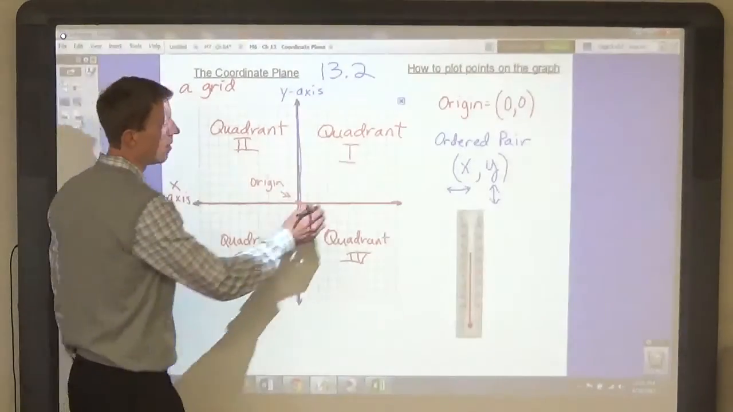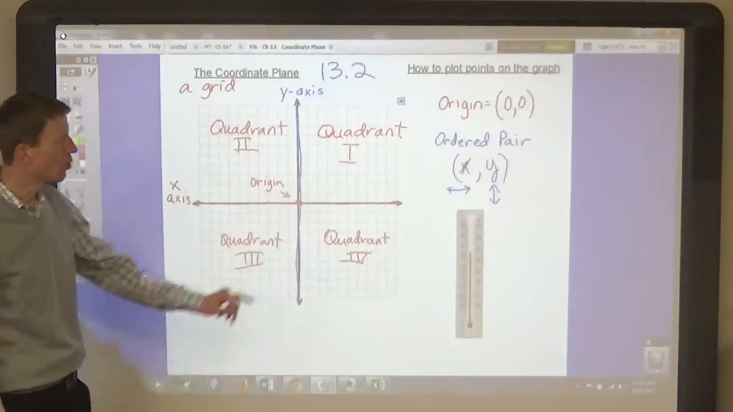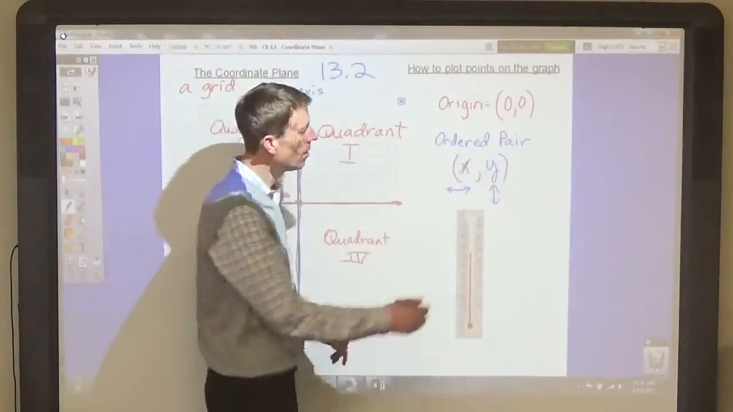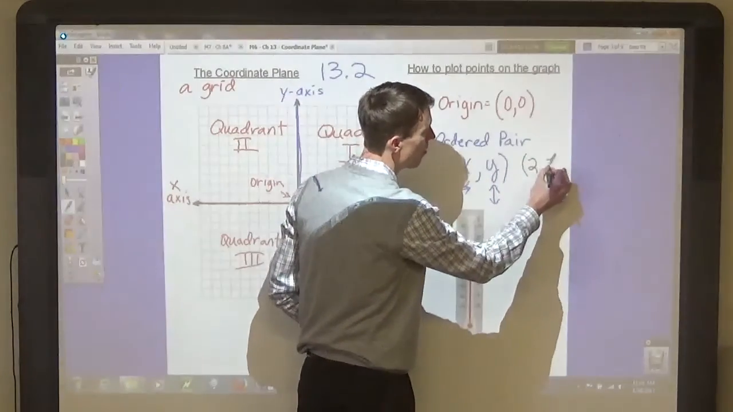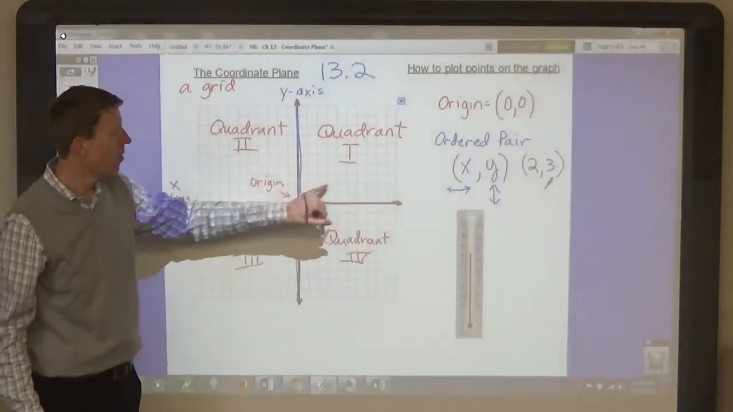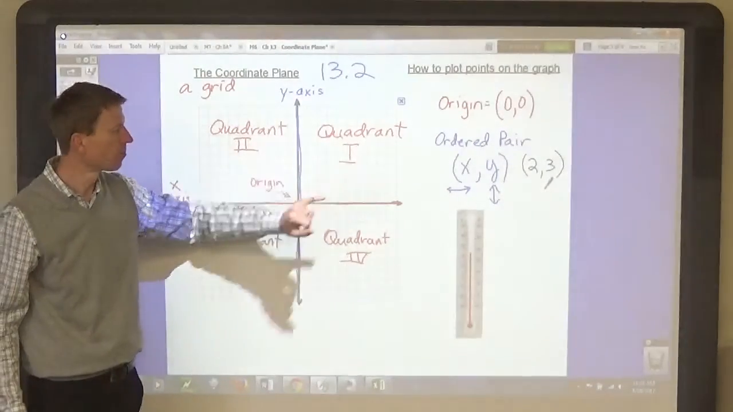So if we are given a point or 2 numbers called an ordered pair, and both of them are positive, 2, 3, those are both positive, then that point would go into quadrant 1. Here's how we would graph it.